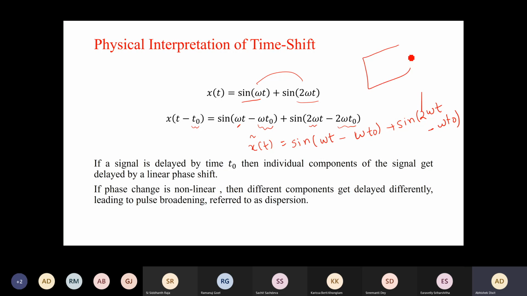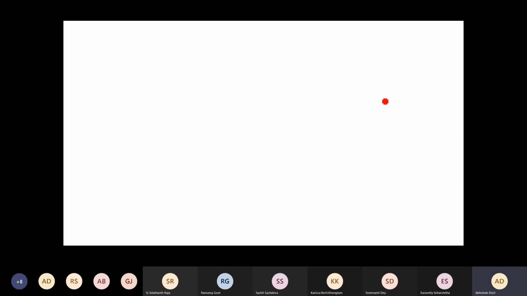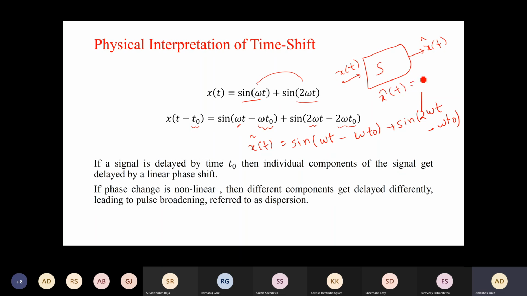So let me draw this. There is a system, xt comes in and xt tilde comes out, and xt tilde comes out like this. What do we understand? This xt tilde is not the delayed version of xt, right? So you cannot write xt tilde as xt minus some t tilde. We cannot write it like this.